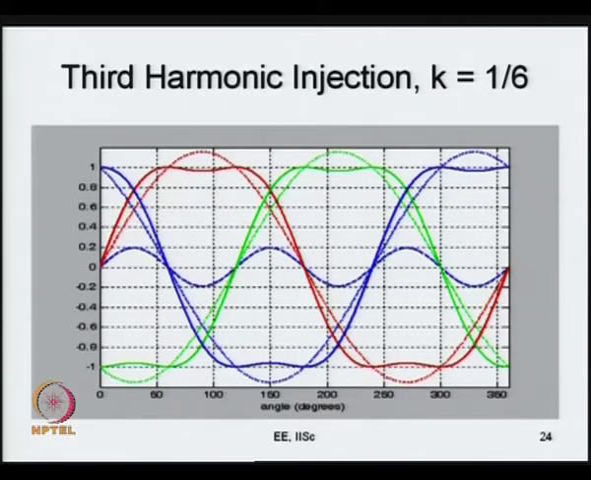And this third harmonic injection also influences the spectral properties. The PWM waveform, ultimately if you produce and compare, the spectral properties differ with this third harmonic injection now. And instead of K equals 1/6, if you take K equals 1/4, that gives you very good spectral properties, and that is very close to conventional space vector PWM, which we will discuss a little later now.